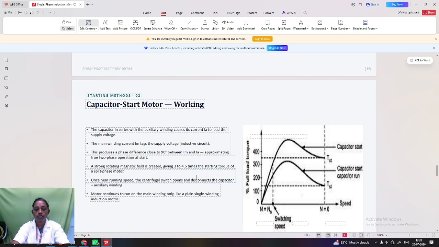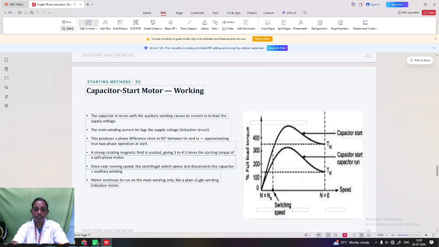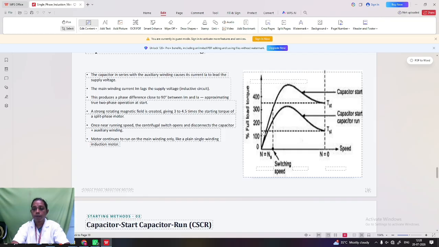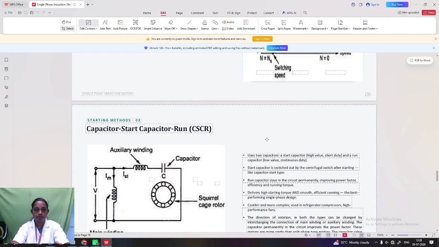Once the motor is running near the synchronous speed, the centrifugal switch opens and disconnects the capacitor and auxiliary winding. The motor continues to run on the main winding only, like a plain single winding induction motor. Okay, this shows the torque speed characteristics of the single phase induction motor.